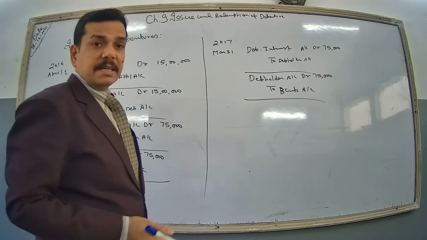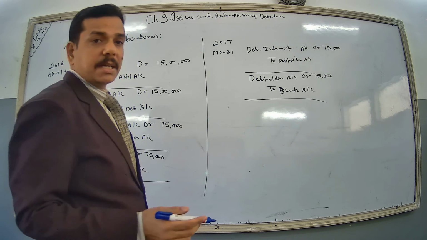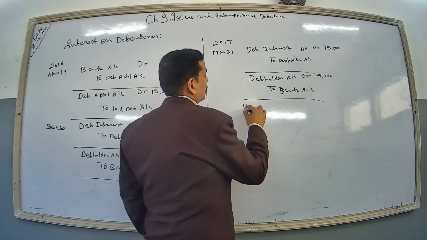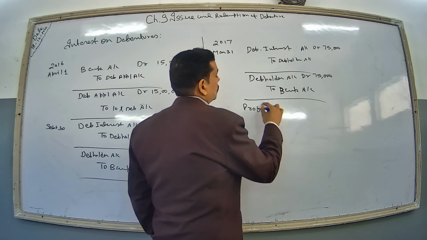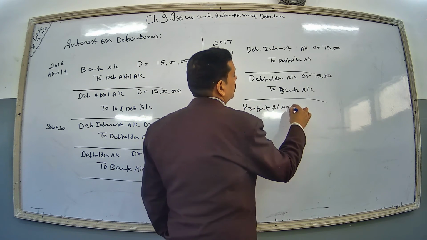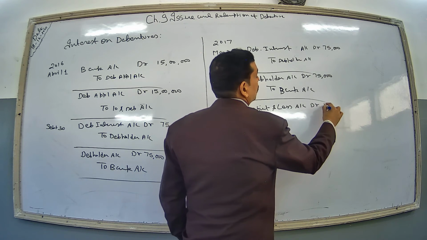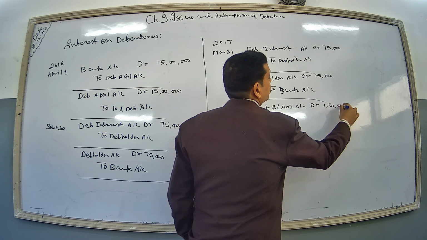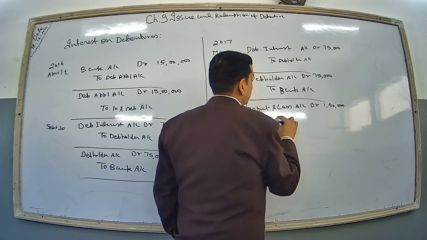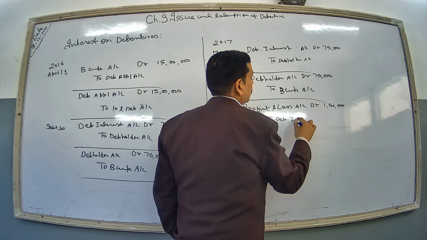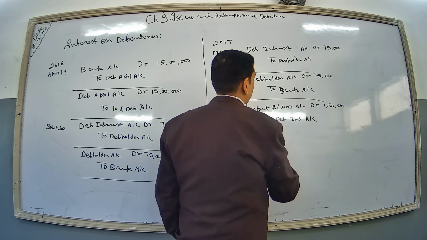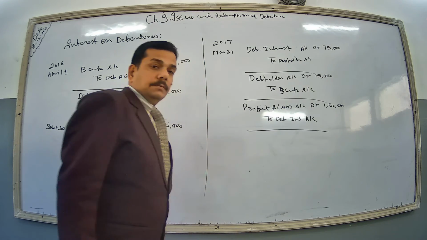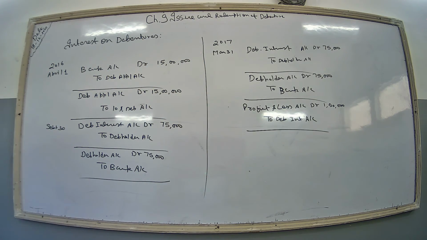Now at year end it is transferred to the profit and loss account because it's a charge against profit. So profit and loss account debit 1,50,000 to debenture interest account. Clear? In this way the numerical is solved.